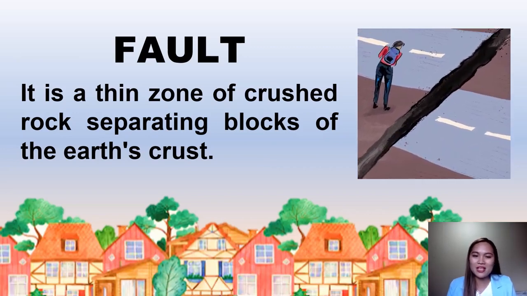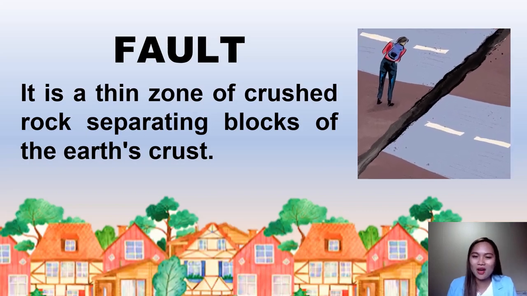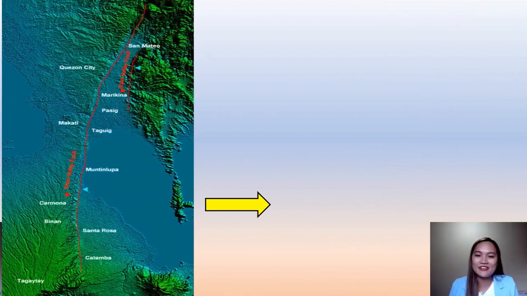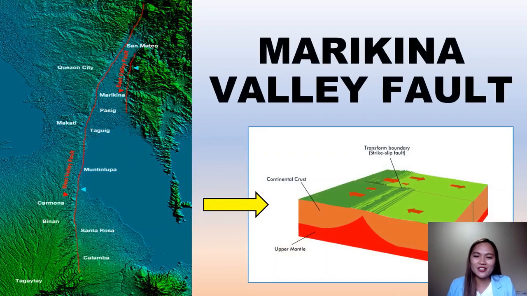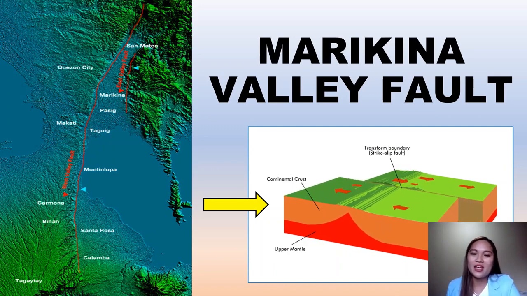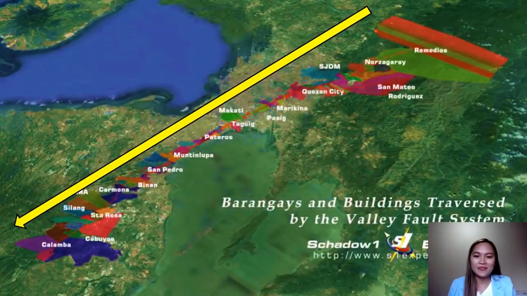In the Philippines, we also have a number of fault lines, and the most common one is the Marikina Valley Fault System. It is a dominantly dextral strike-slip fault system in Luzon, Philippines, stretching from Bulacan to Cavite and Laguna, a total of 132 kilometers, almost the same size as the entire island of Cebu.